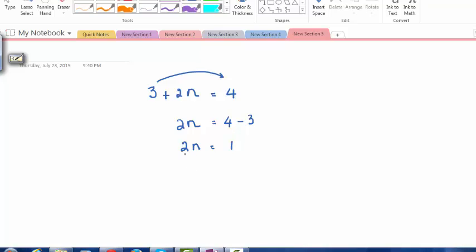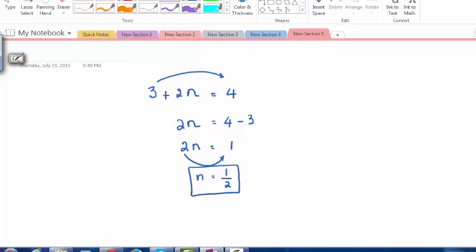Now I see a mix between number and variable. I'm going to ask the 2 to go to the other side. I'm going to ask the 2, what is your sign? What is your relation with n? The 2 will tell me, I was multiplied by n. Because you are multiplication, you have to be division. So n equals 1 over 2. And this is the final answer.